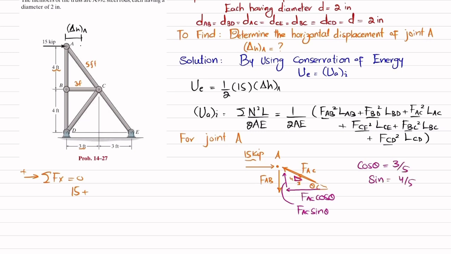So I will write 15 minus FAC sine theta, where sine theta is 4 over 5. Let me correct it, because this is the horizontal component, so it is cos theta, 3 over 5. So 15 minus FAC times 3 over 5 is equal to 0. From here, FAC will be equal to 25 kip.